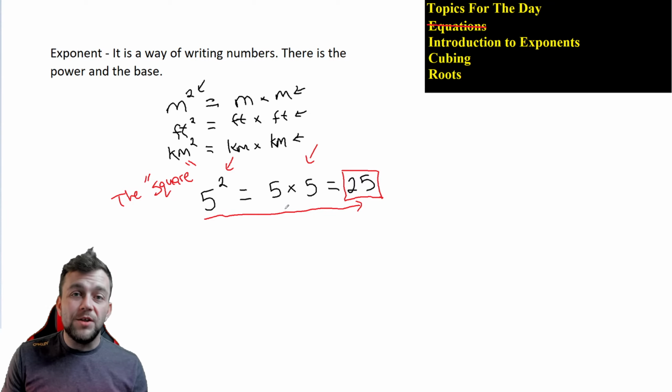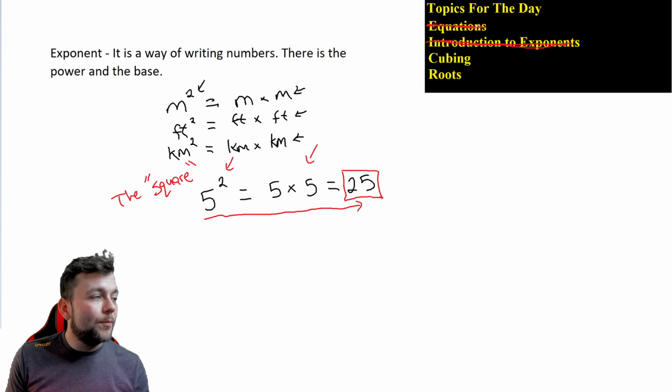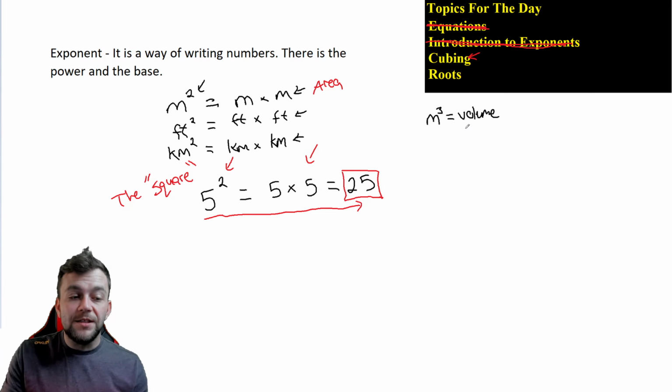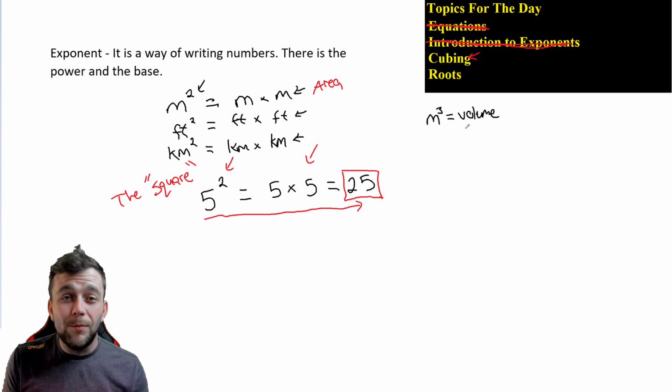Now, if that's the square of a number, what would you assume is the cube of a number? So we've already moved past the introduction to exponents. We've moved past equations. So now we are on cubing. So what do you think a cube is? Well, now we're talking. So this is area, meters squared, that's area. So what would you suppose meters cubed is? Well, that is volume. We're talking about a volume. That's a space. It's a 3-dimensional space that we're taking up with volume.